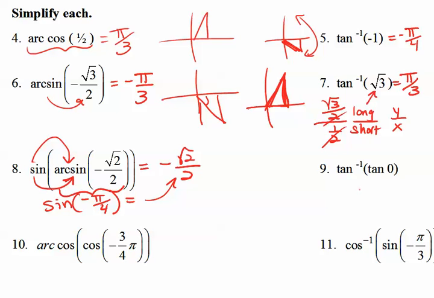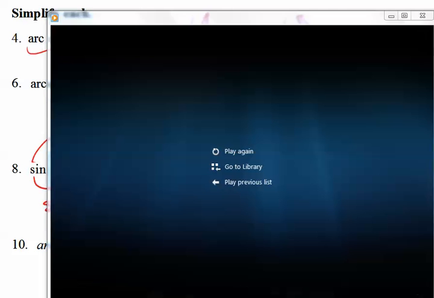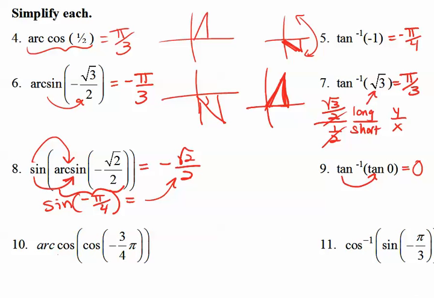Here's where the restrictions can come in, though, in the remaining problems. So if we're doing inverse tangent of the tangent of 0, well, the tangent of 0 is 0. So where does that happen? The tangent is equal to 0 at 0. Sorry, I switched windows there. Hopefully you see the arc tangent of 0.